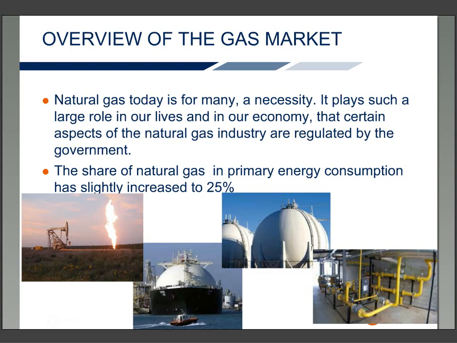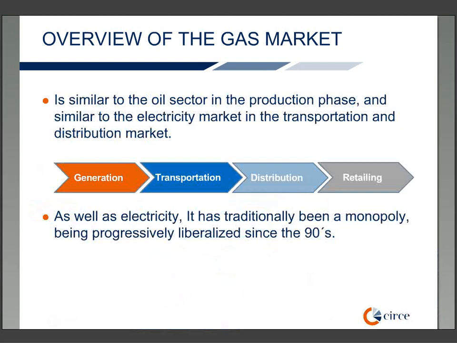The structure of the gas industry is similar to the oil sector in the production phase and similar to the electricity market in the transportation and distribution market. It is similar also to other competitive commodity markets, because prices reflect the ability of supply to meet the demand at any one time.